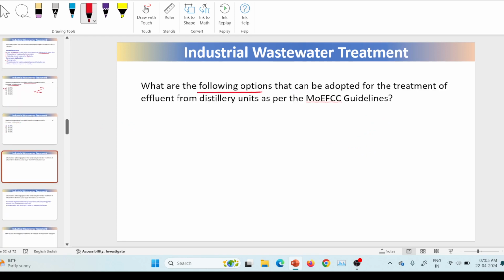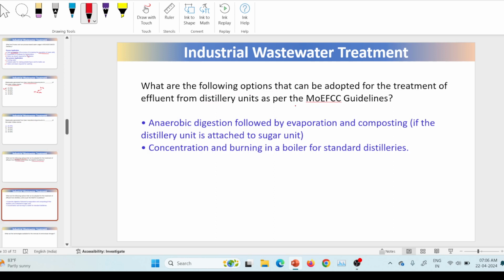What are the following options that can be adopted for the treatment of effluent from distillery units as per MOEFCC guidelines? The options are anaerobic digestion, and anaerobic digestion followed by evaporation and composting if the distillery unit is attached to the sugar unit. And second is concentration and burning in the boiler for standalone distilleries.